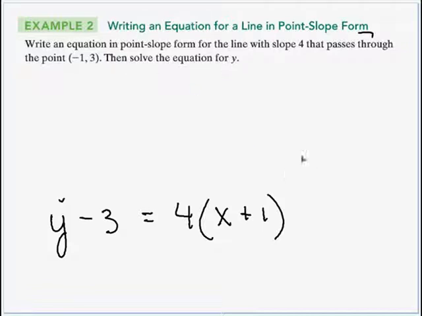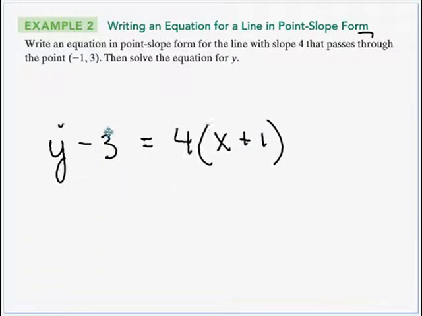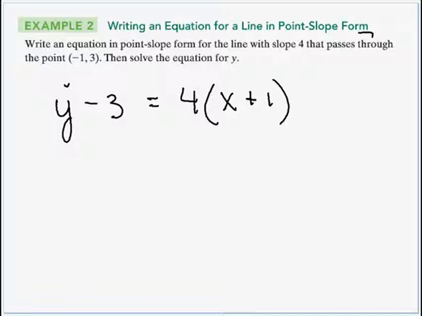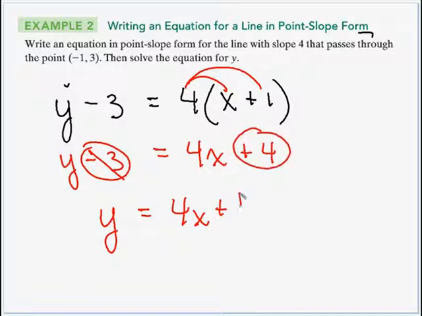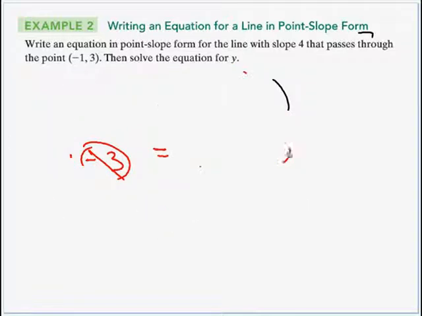Now the second part here says solve the equation for y. So we want to do two things. We're going to distribute this 4, and then we're going to add 3 to both sides. So this is going to be 4x plus 4, and over here is y minus 3. And then we're going to add 3 to both sides. So y equals 4x plus, this 4 plus the 3 is 7. So there's our equation solved for y, and of course this is slope-intercept.